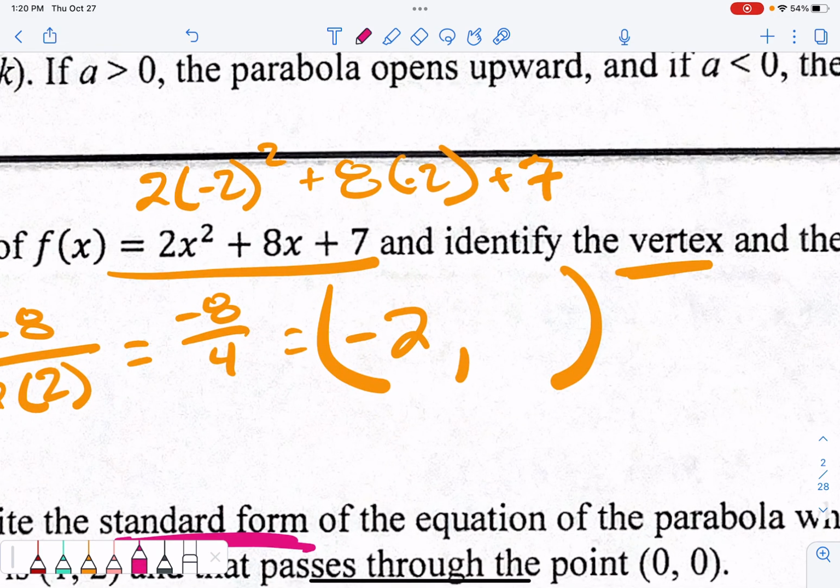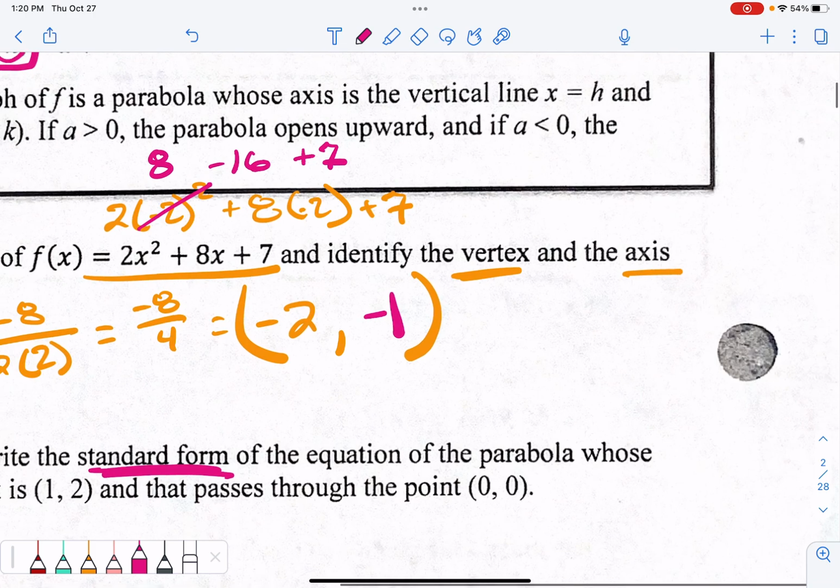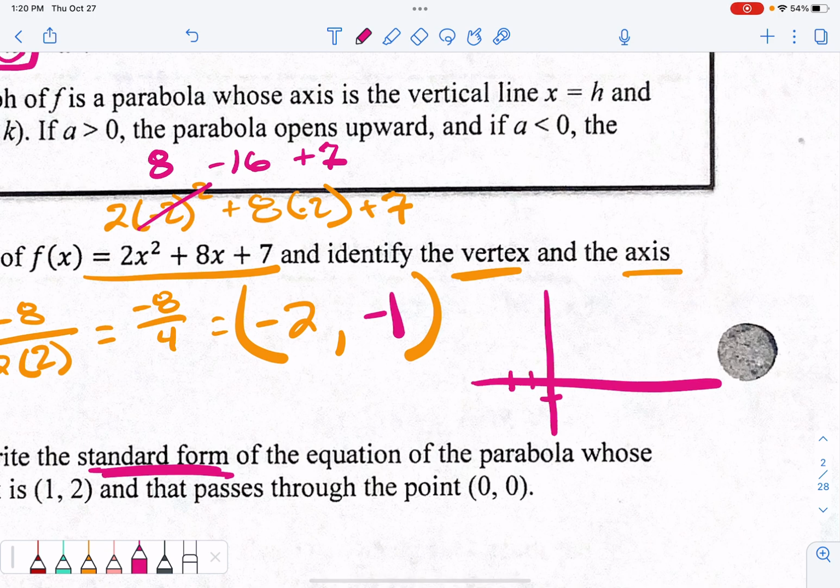All right, negative 2 squared is 4. 4 times 2 is 8. Okay, 8 times negative 2 is negative 16, plus 7, negative 1. That whole thing is going to be negative 1. Oh, I missed a negative somewhere. Okay, all right, so just to do a little sketch, negative 2, negative 1. That's where my vertex is. And his parabola is smiling or frowning? Smiling. He's going to do this, right? So my vertex is there.